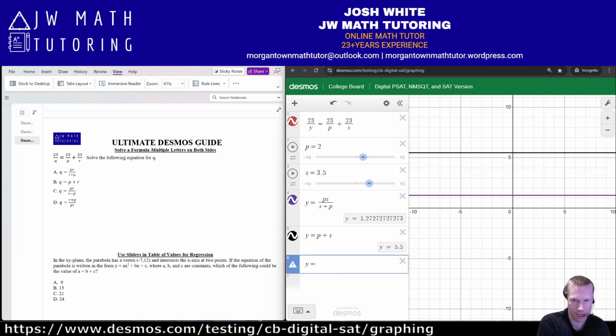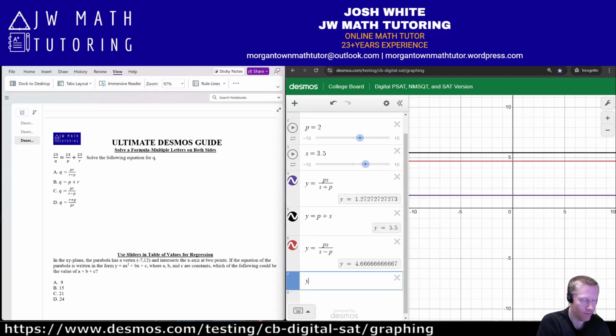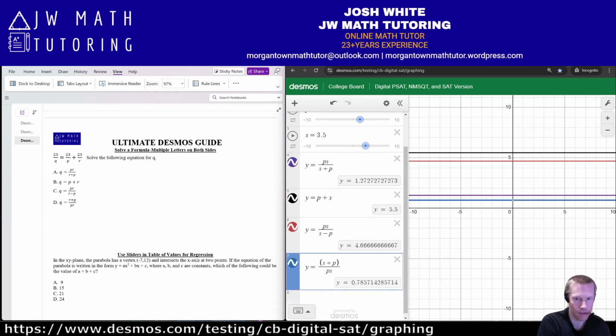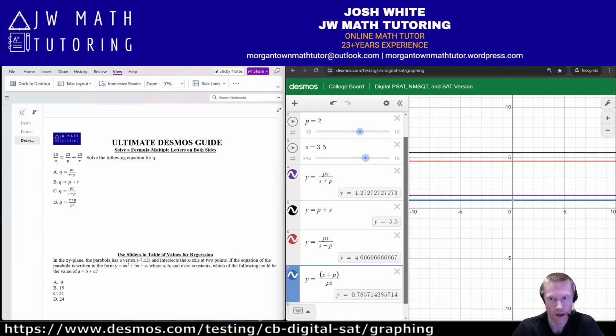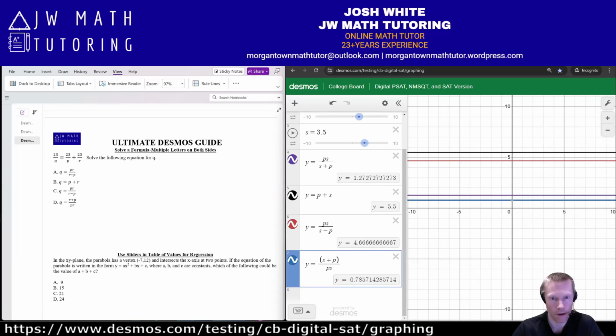By the way, it looks like answer choice A is overlapping it identically, so that is probably the correct answer, but we'll just double check and confirm here. This is going to be S minus P. And now for the last one, S plus P divided by PS. Okay. So notice here, just to go through these one by one and take them each off.